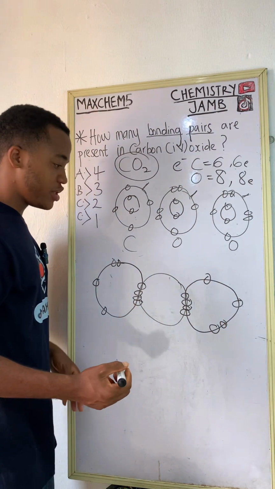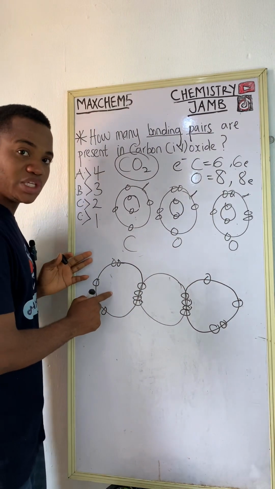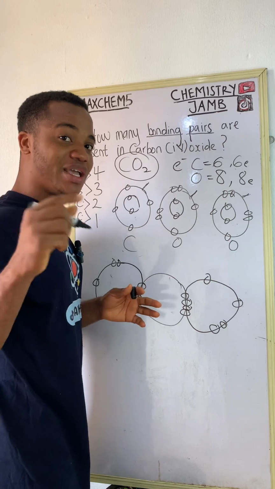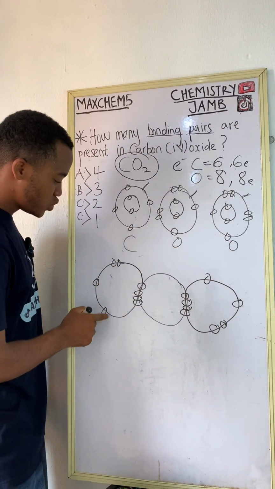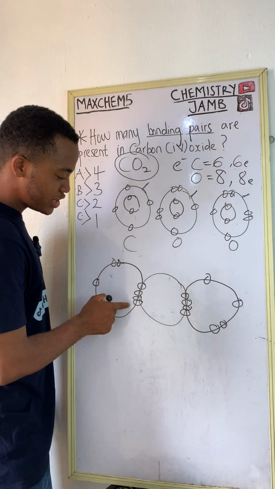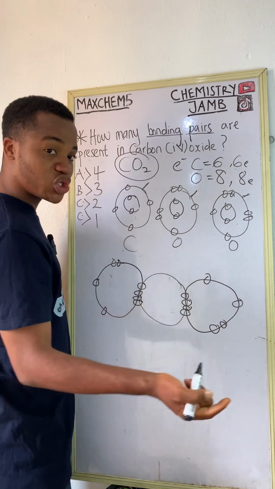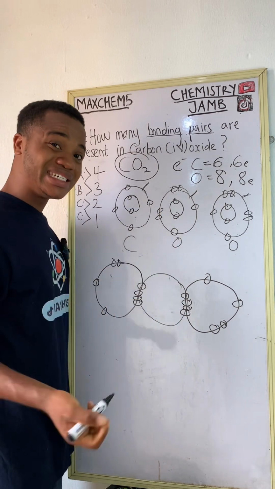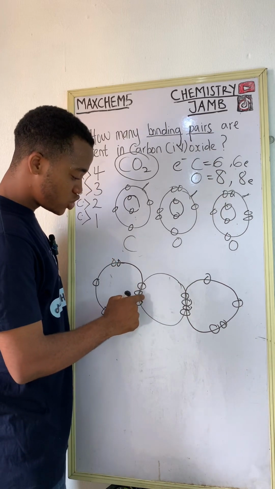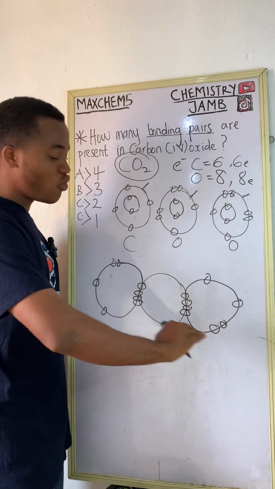I hope you are following me. So now you can see that this oxygen is already balanced. Why? Because it already attained an octet. It already has 8 valence electrons. If you count, 1, 2, 3, 4, 5, 6, 7, 8. Even this one also, 1, 2, 3, 4, 5, 6, 7, 8. It is already balanced. Even the carbon too is already balanced. Why? Because it has attained an octet. It has 1, 2, 3, 4, 5, 6, 7, 8. So this is the bonding, and it is a covalent bonding.